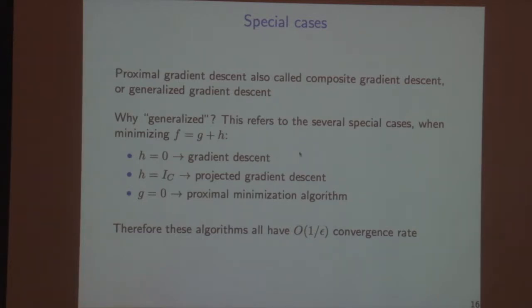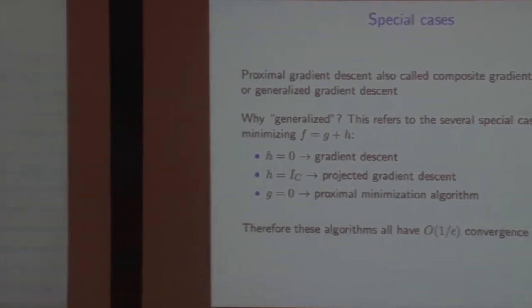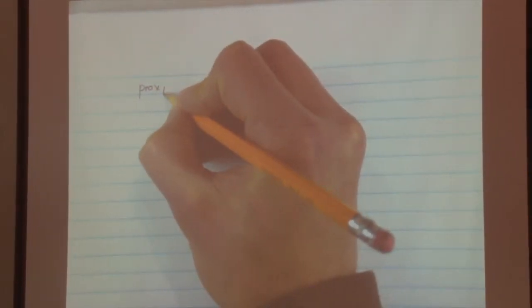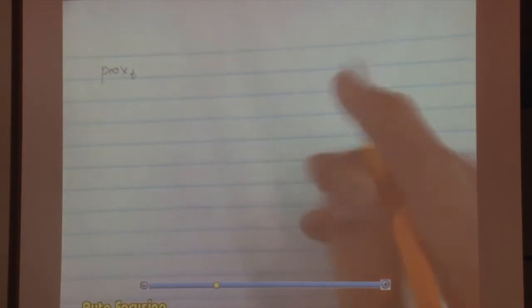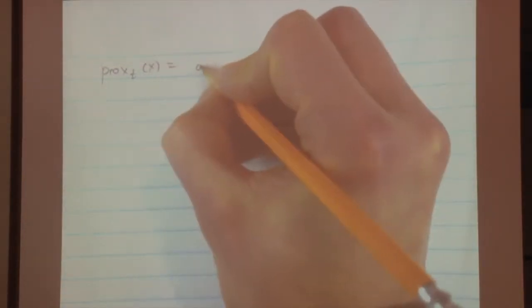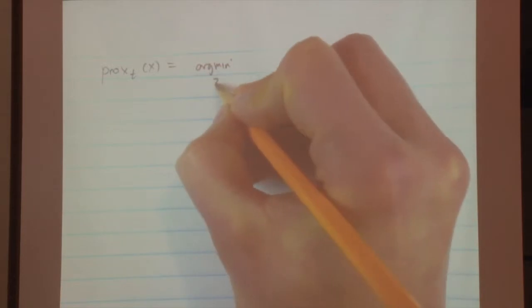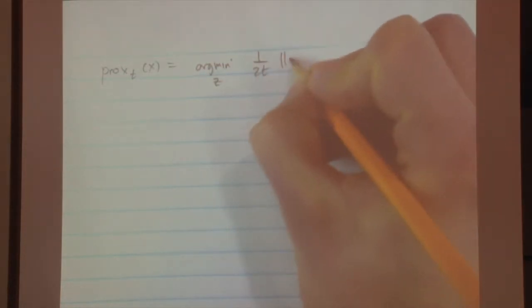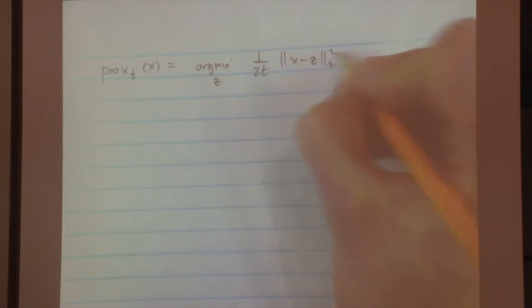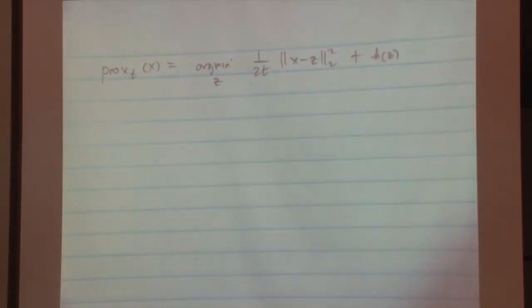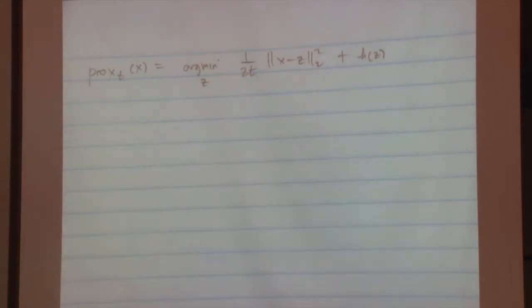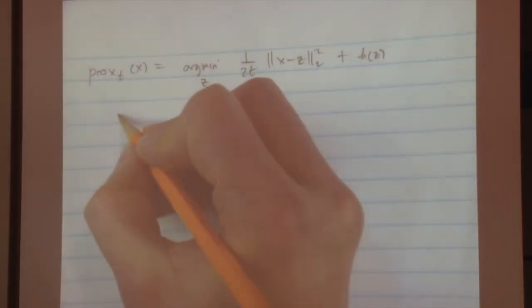So it's a more general version of any of these algorithms. When you take h equals 0, I claim that we just get back gradient descent. Why is that true? Remember the proximal operator associated with h at some level t is defined as the argmin over all z of 1 over 2t the norm of x minus z squared plus h of z. It's the point that minimizes this criterion. So what happens when h equals 0? What is this operator?